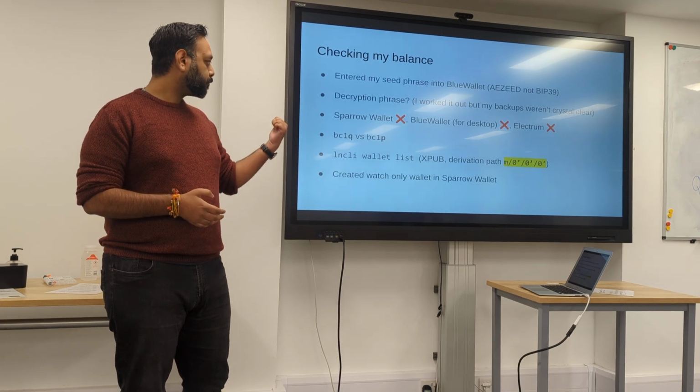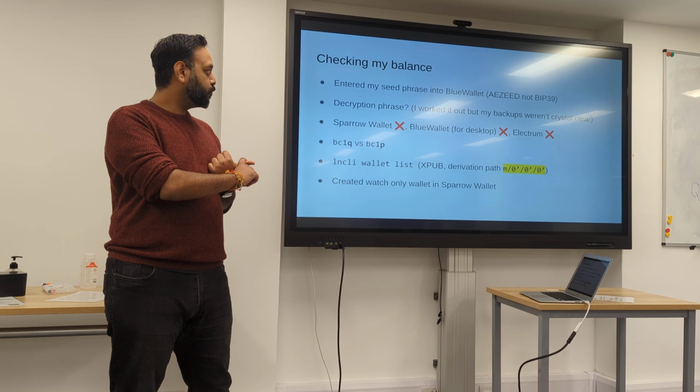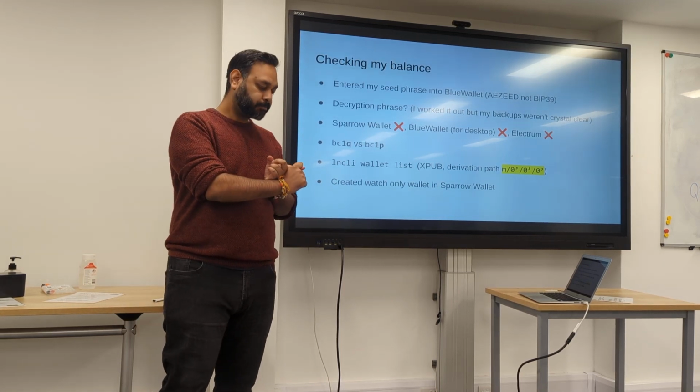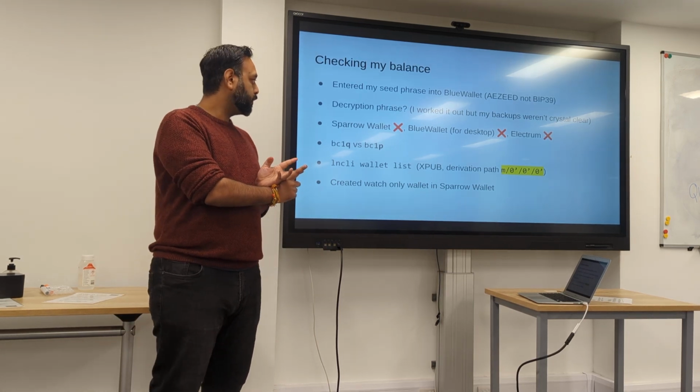I tried Sparrow Wallet to restore my words into there. That didn't work. I tried Blue Wallet for desktop. That didn't work. And Electrum also doesn't support this type of seed word.